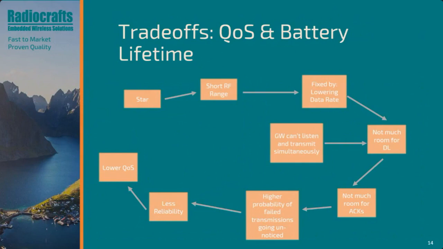which again gives a higher probability of failed transmissions going unnoticed, since the sensor device can't make sure that the gateway heard its transmission. There's no acknowledgement, so it can't know that. And of course, when you have a higher probability of failed transmissions going unnoticed, you have less reliability, which means lower quality of service. So to keep battery lifetime high and power consumption low, quality of service sometimes has to be compromised.